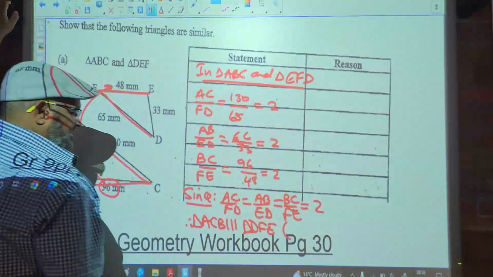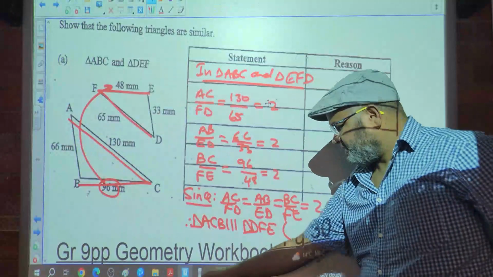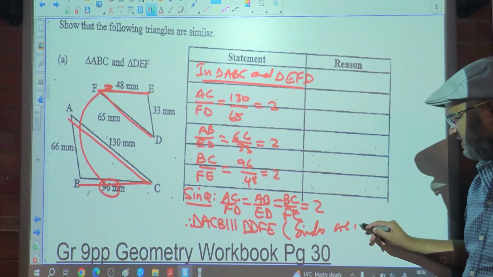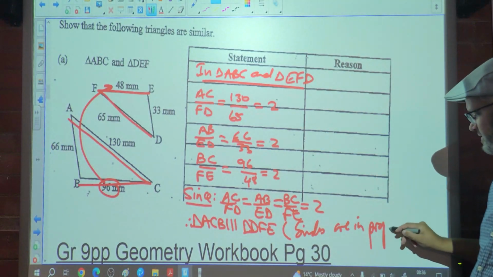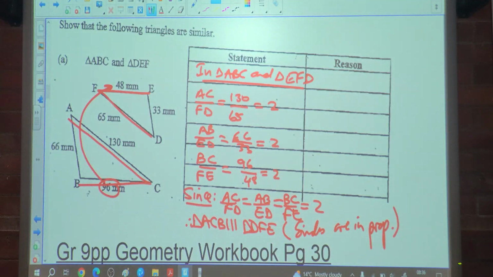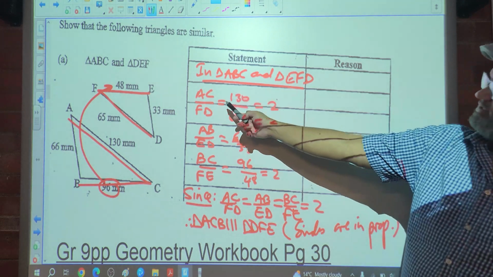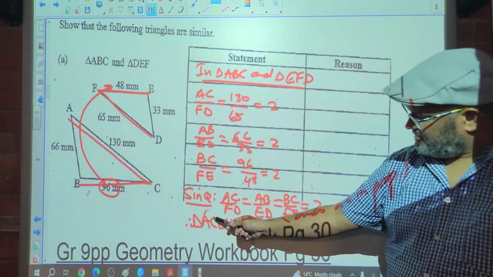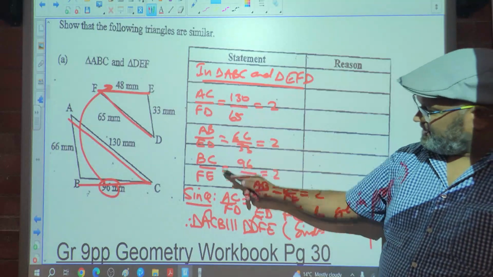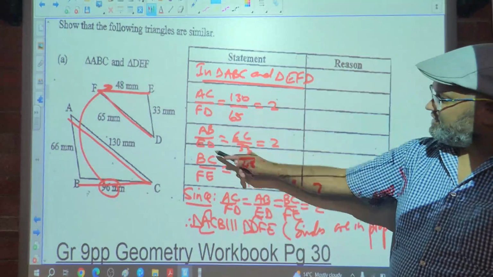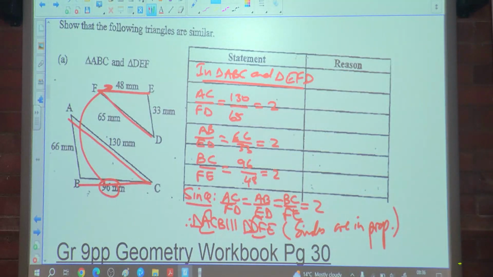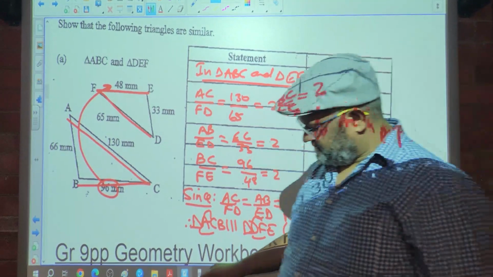And what is the reason here? The reason is the sides are in proportion. You guys understand? So again, you see that AC is with FD, and then AB is with ED. Does it make sense, people? Alright.